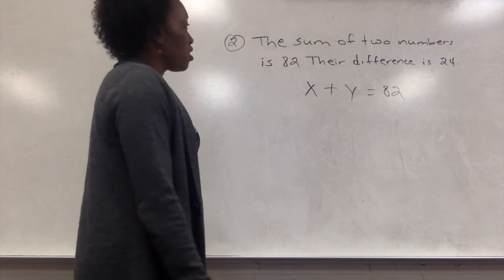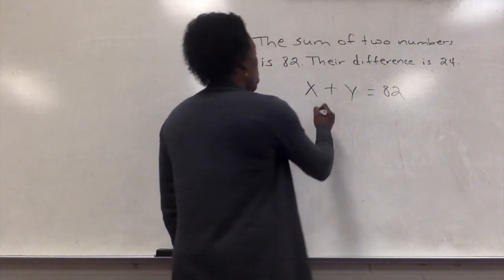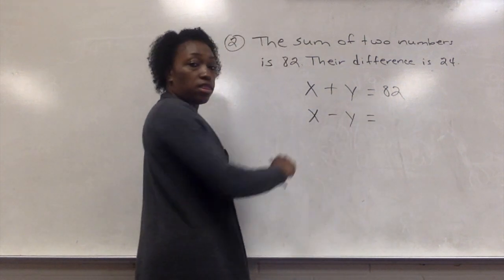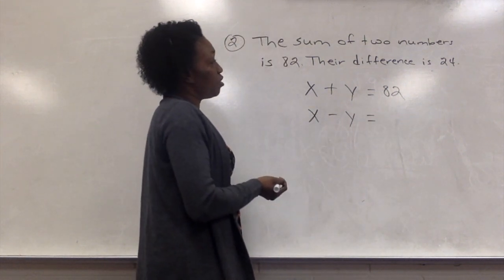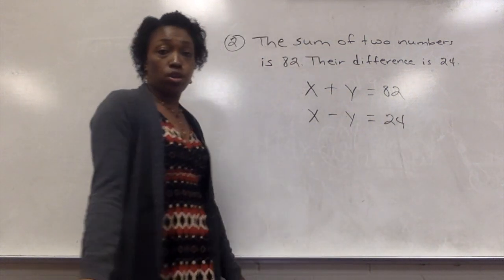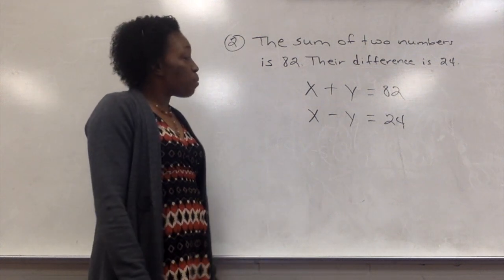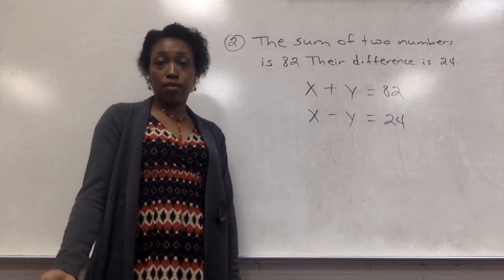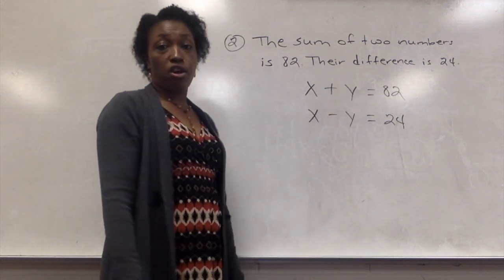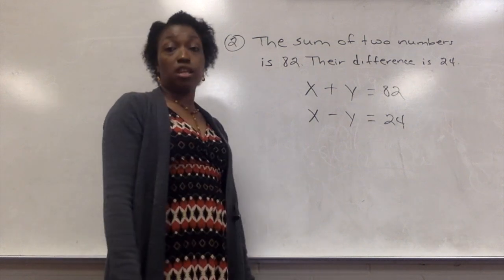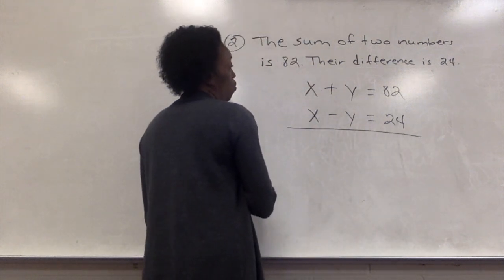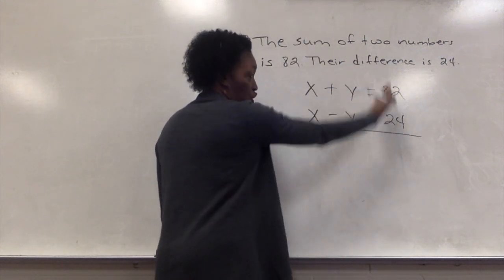The second sentence says their difference is 24. So once again, we're going to set this equation up using the subtraction sign for difference and set it equal to 24. Now, since we have two equations and we have both of our variables on the same side, we notice that one of our variables, which would be our y, are opposite each other. We can use the elimination method. So what that means is we'll now add up each column.